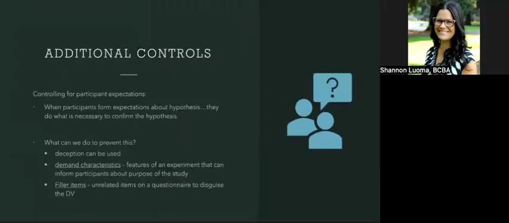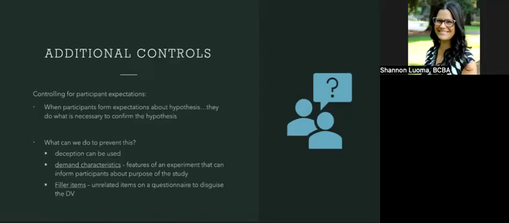All right. So some other considerations that have to be made in terms of our participants and specifically their expectations. When your participants have a certain expectation about the hypothesis, if they can figure out what it is that you are looking for and what your hypothesis is, they are going to do what is necessary to confirm that hypothesis, typically, meaning they're going to answer or behave in such a way that they assume you want them to, not necessarily how they would realistically, which is a problem, right? So we don't want that to happen.